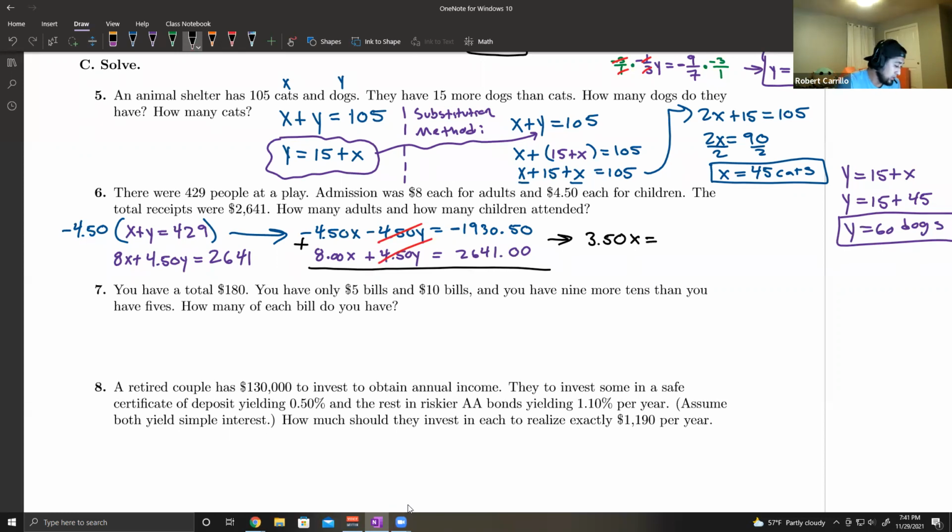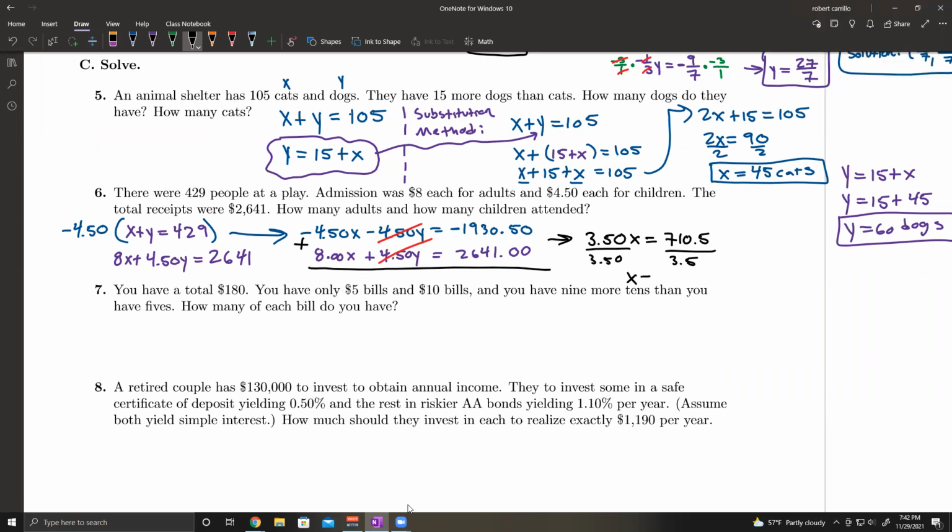Let's see. Negative 1930.5 plus 2641. Should be positive, right? Sorry. Positive 710.5. Now, just divide by $3.50. And how many adults attended? 203.